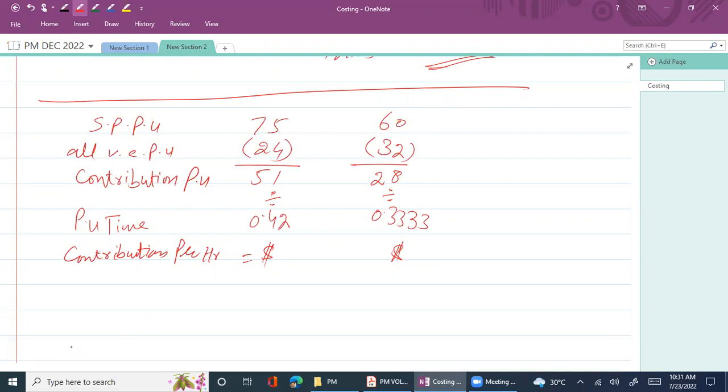Alpha is 121.43. And beta is 84.08. So in this case, this is the first choice and this is the second choice. Is it clear? The result is the same here, but it might be different depending on the data.